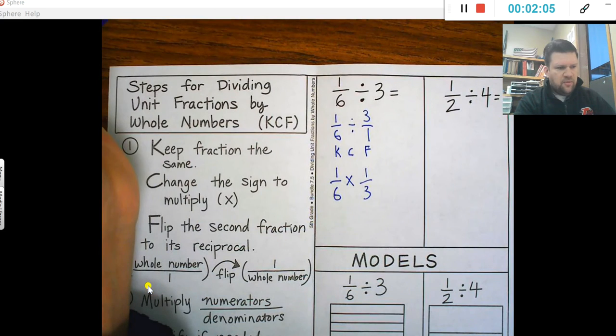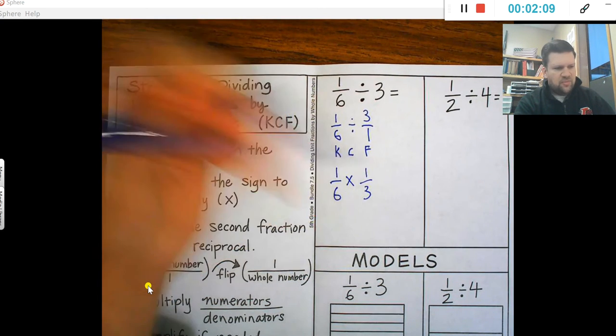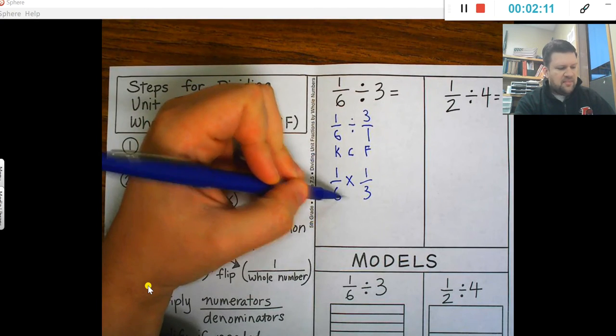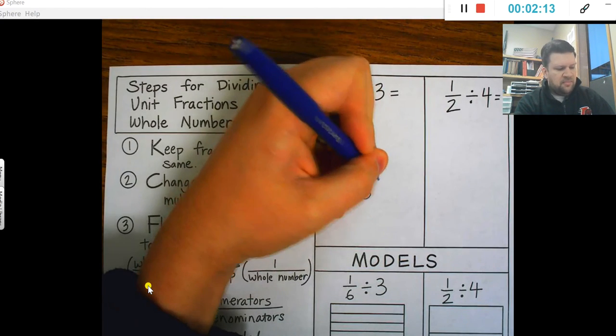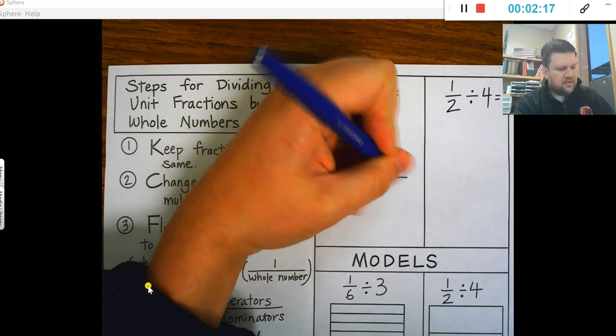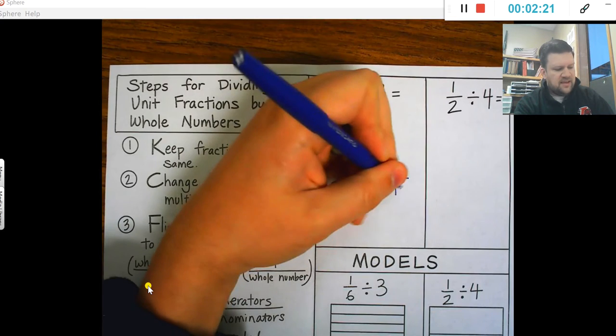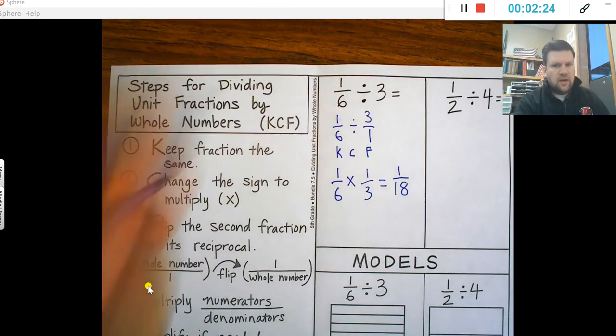Now if you remember from when we multiply, I just multiply top numbers together, my numerators together, and my denominators together on the bottom. So the answer that I get is going to be 1 on the top, and then 6 times 3 is 18. So that's 1/18.